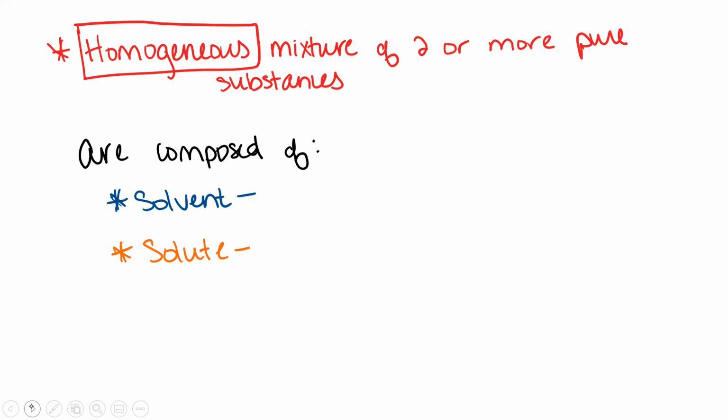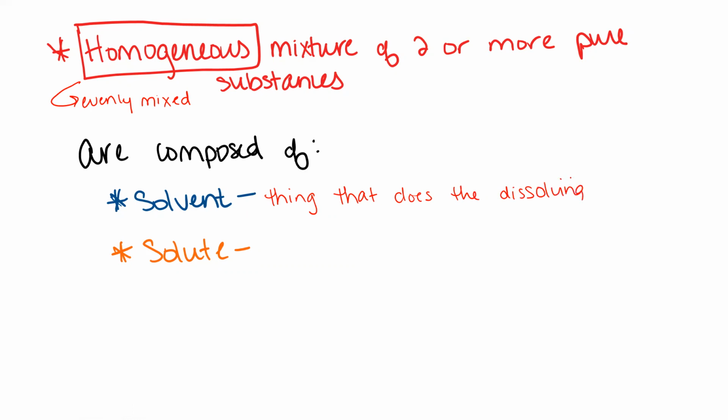So what do we mean by homogeneous? We mean that it's evenly mixed, so it's present in equal amounts throughout the entirety of the solution. Now, these solutions are composed of a solvent and a solute. The solvent is the thing that does the dissolving, and it's present in the largest amount.